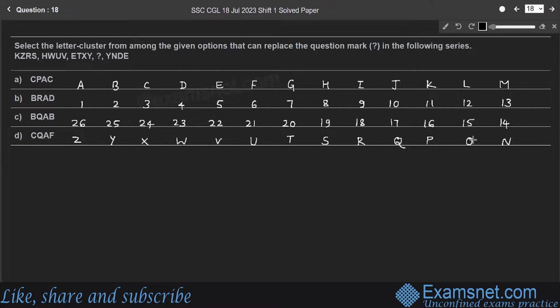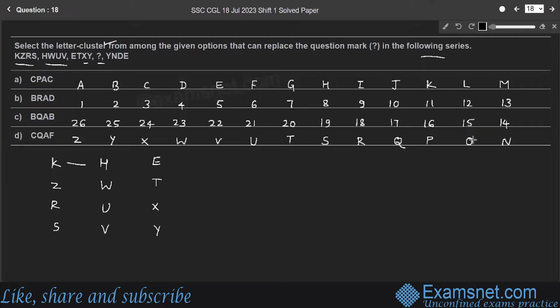Question 18. Select the letter cluster from among the given options that can replace the question mark in the following series. Here, students, the first cluster is KZRS. Right? And the next cluster is HWUV. Right? So next is ETXY. So we need to find the fourth cluster here, right?